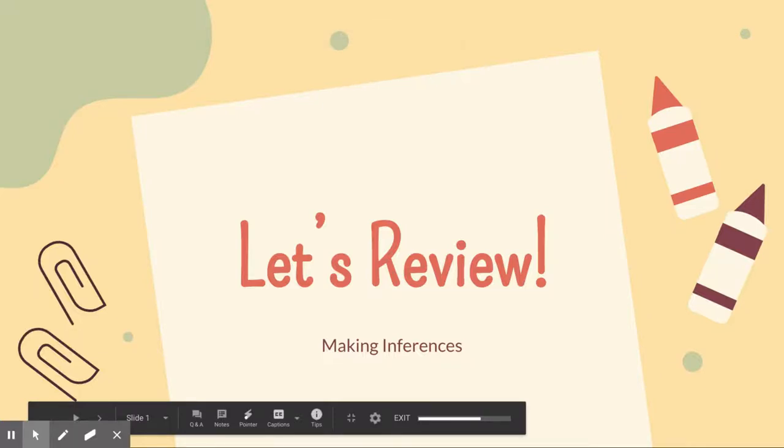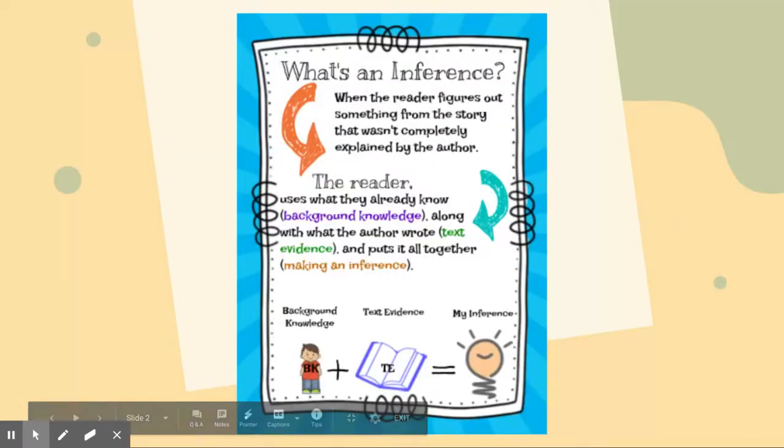Happy Friday. This week, because we had a short week, we have been reviewing making inferences. So we talked about that an inference is when the reader figures out something from the story that wasn't completely explained by the author. So an inference is not something obvious. It's not something that is stated by the author.